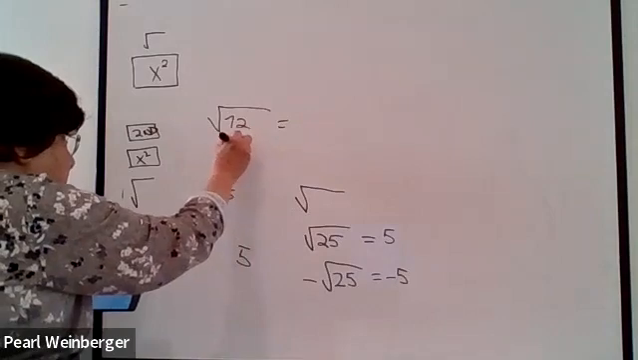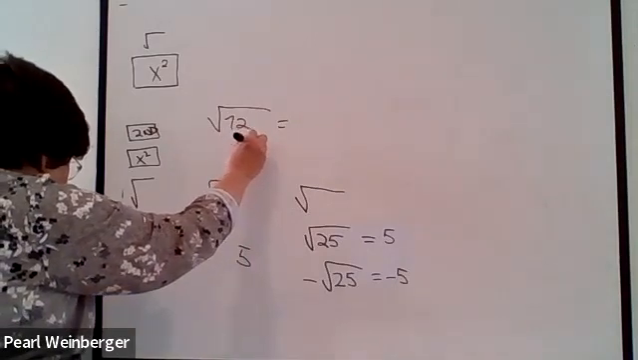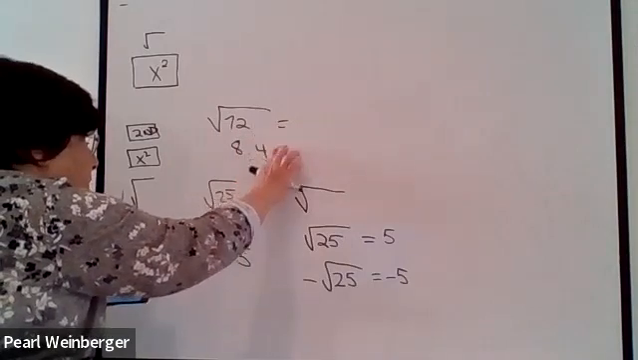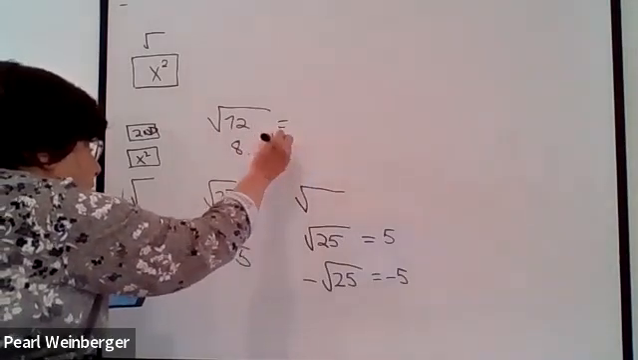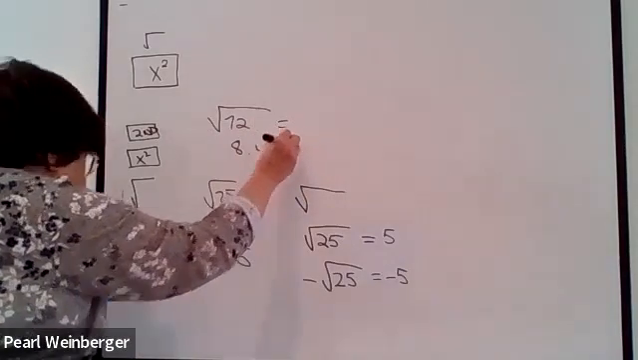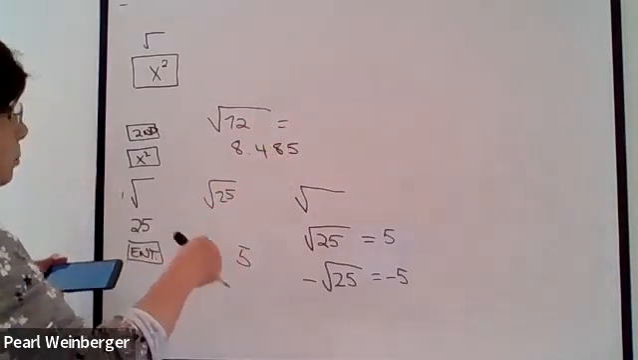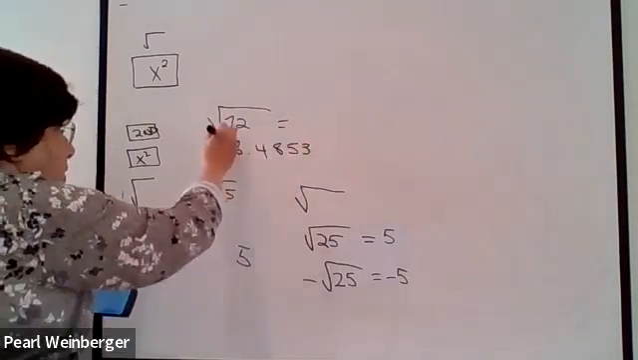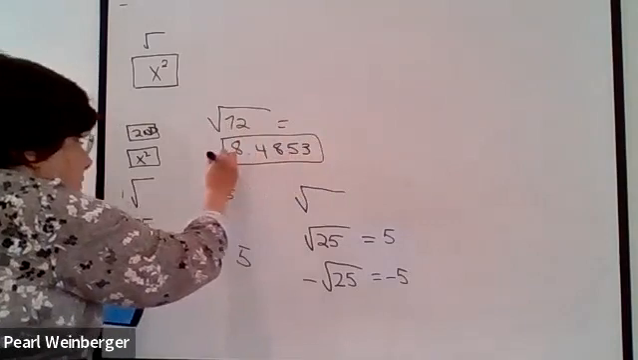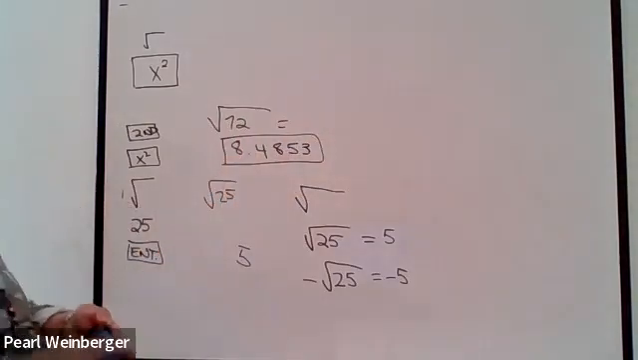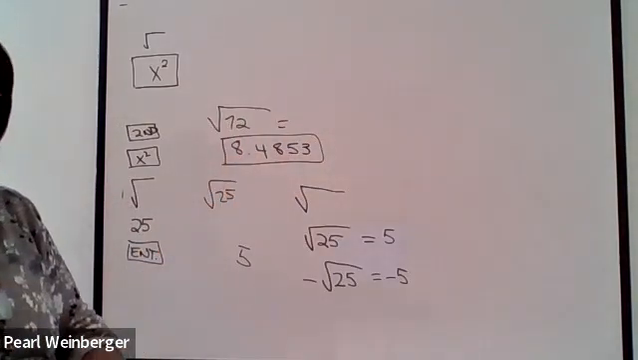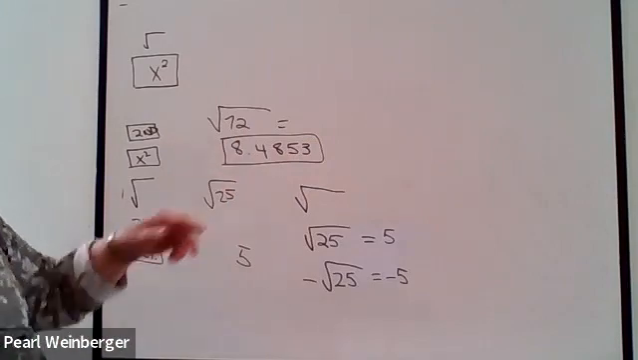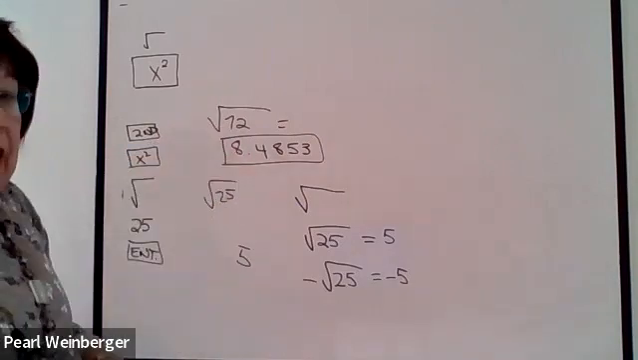If I go to 4 decimal places, I do 8.45. I'm sorry, 4.85. Now the next number is a 2, but the number after the 2 is an 8, so I round this up. It's not exact. There is no exact number that will give you the square root of 72.